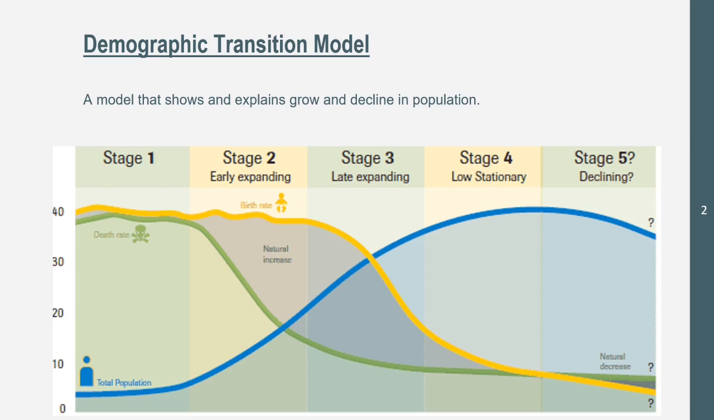Now, what caused these countries to get into stage 2? Well, stage 2 was the industrial and the medical revolution. So no countries are in stage 1 anymore because of those two things. Now, the industrial revolution really affected Europe and North America. And the medical revolution affected a lot of Asia and South America, putting those countries at stage 2 of the demographic transition model. Both revolutions happened probably within 50 to 100 years apart.